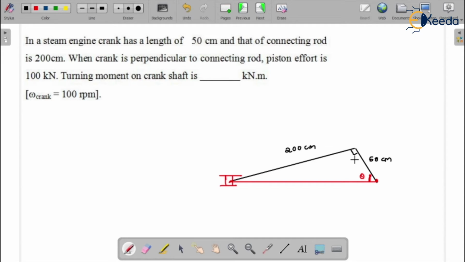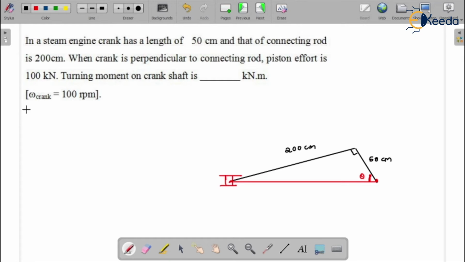Otherwise, this angle is not always 90 degree. He has to mention in the question if this angle is 90 degree, whether the maximum area of the triangle or crank is perpendicular to the connecting rod. Otherwise, it will not be the 90 degree always. So when the crank is perpendicular to the connecting rod, this is the 90 degree.